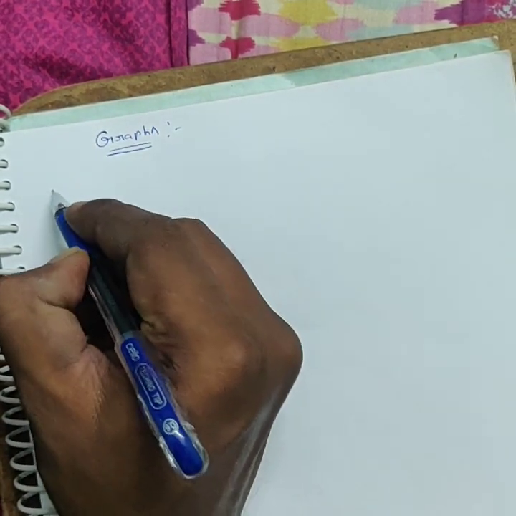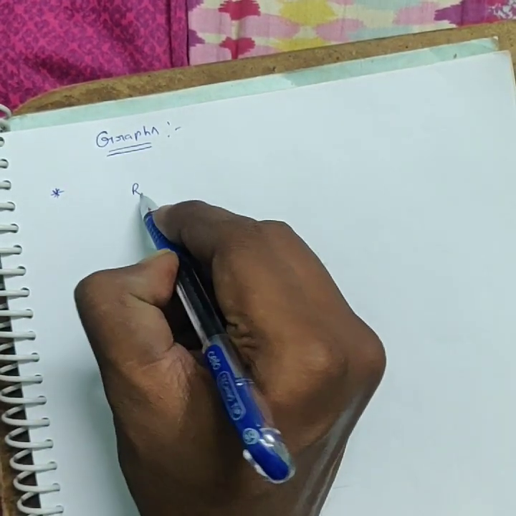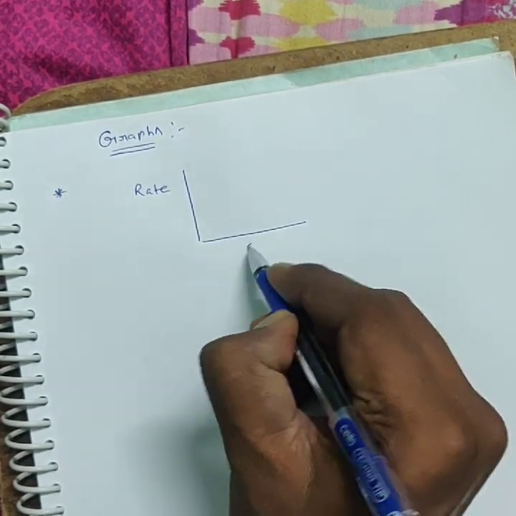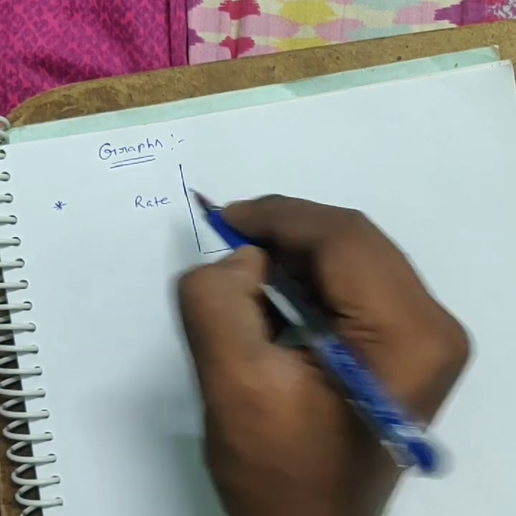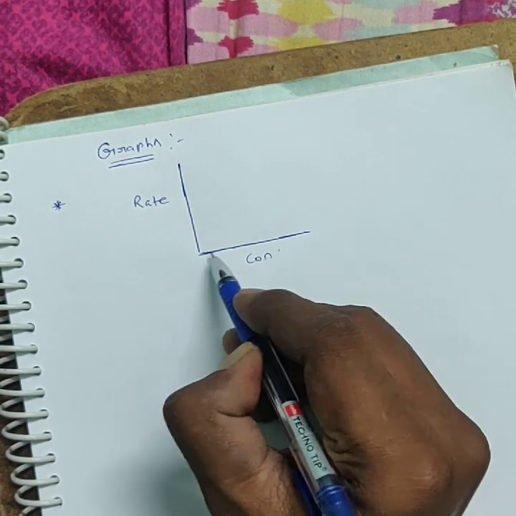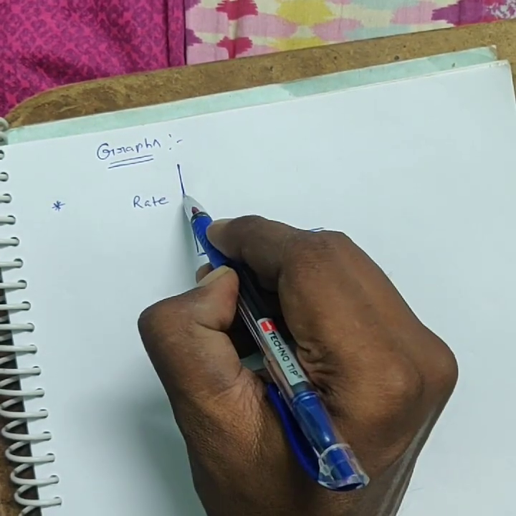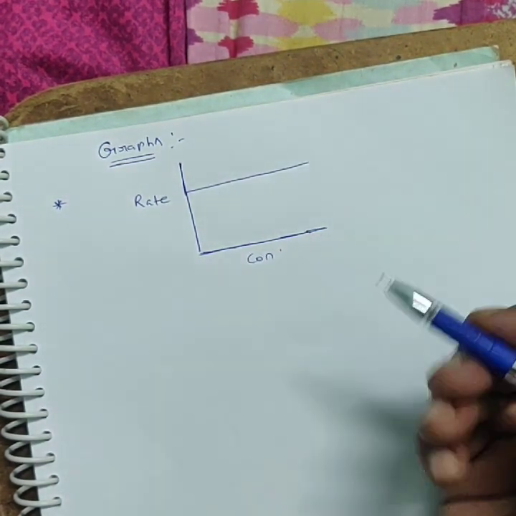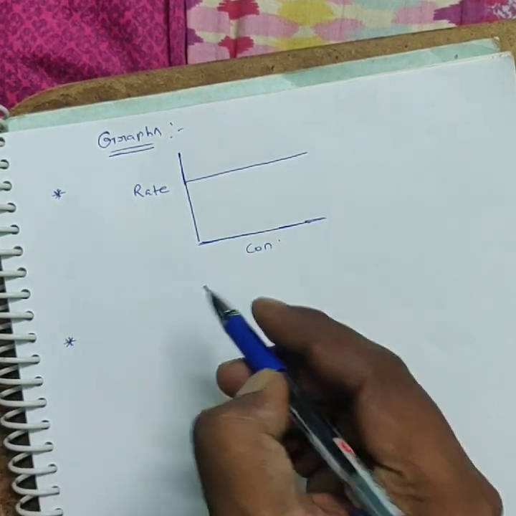And come to the first one from the statement. We know that rate versus concentration. What I said: rate of reaction does not depend on initial concentration of reactant. So whatever concentration you increase, rate remains constant. So it is always parallel to the x-axis where the concentration term is taken.